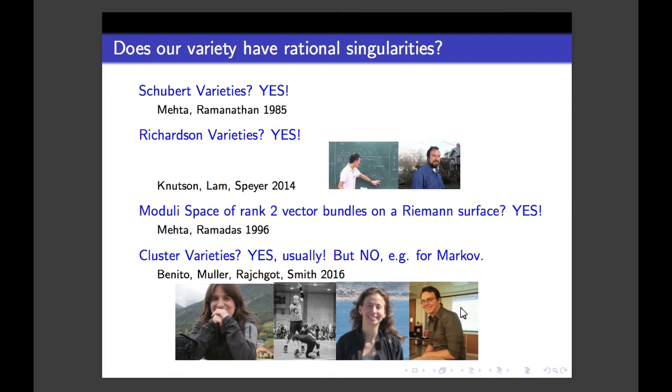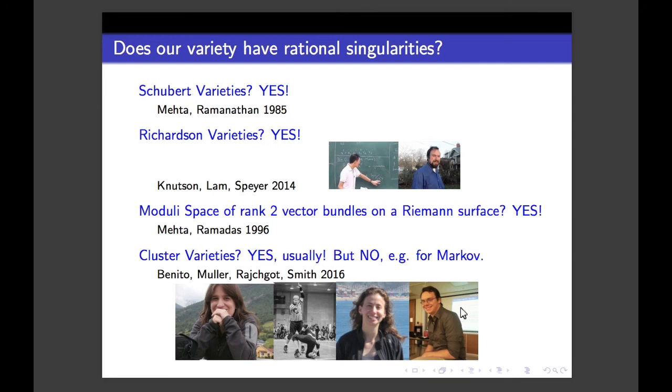Here we have something that you might want to call something close to complex analysis. So the moduli space of rank 2 vector bundles on a Riemann surface. That's an algebraic variety and has rational singularities. Makes complex analysts very happy, because now they can replace the study of that thing by its resolution.